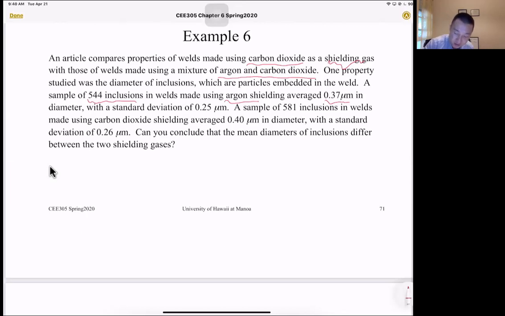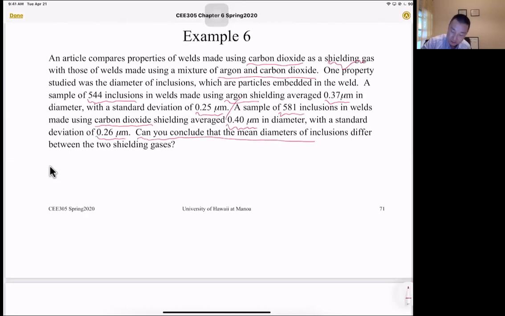Standard deviation of this. Another sample, 581, using carbon dioxide gas, has an average of 0.4 micrometer and a standard deviation of 0.26 micrometer. Okay, the most important is the last sentence.